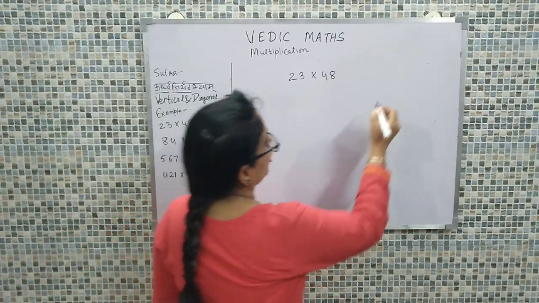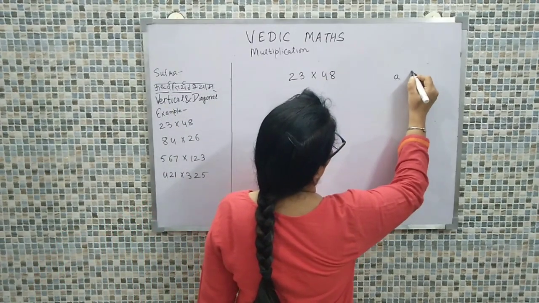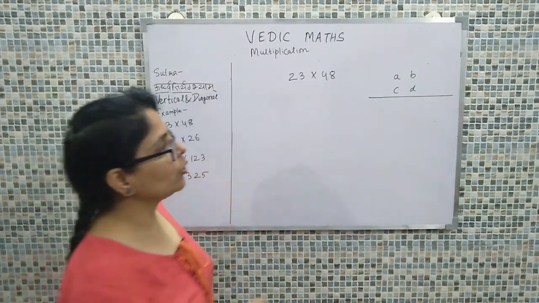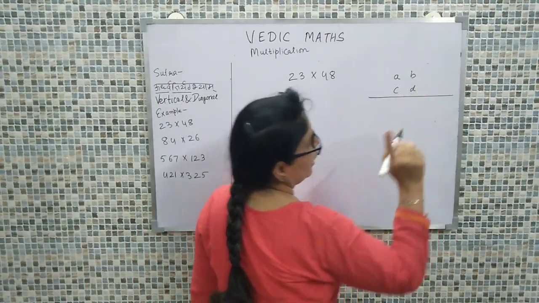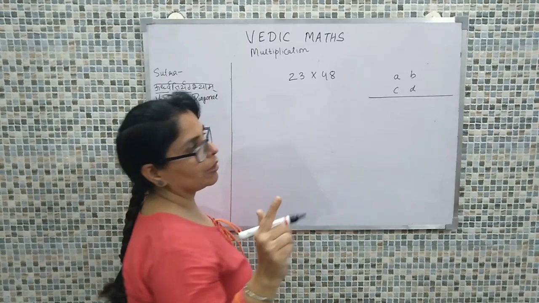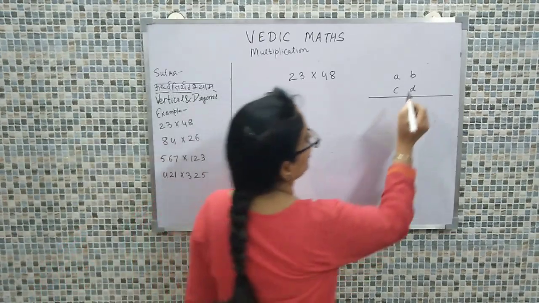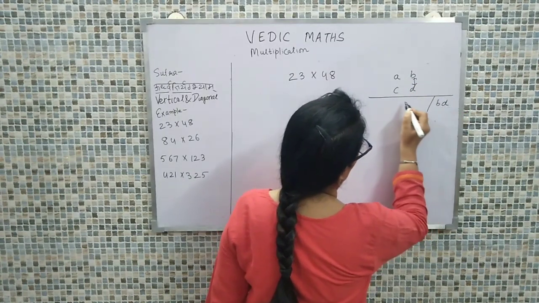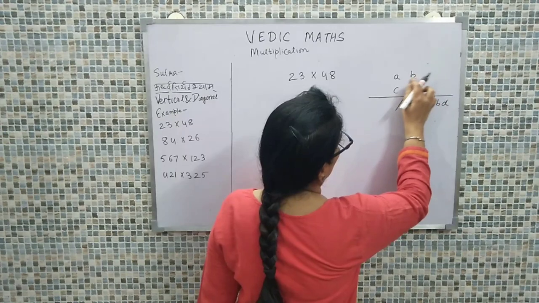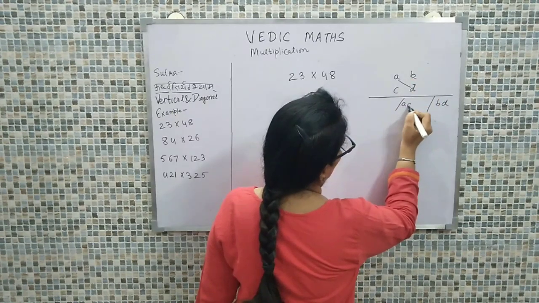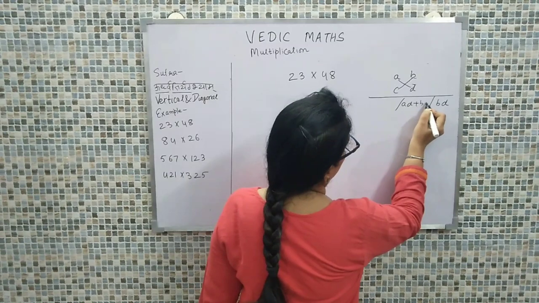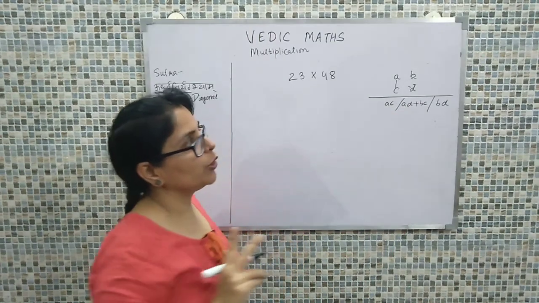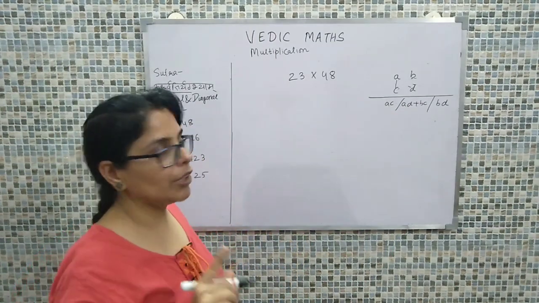Now when we talk about 2-digit multiplication, suppose we have A, B, C, D. The only trick we have to remember is vertically and diagonally. We talked about two things, one diagonal, the other vertical. This is vertical. So first we do B into D. Next we go for diagonal, that is AD plus BC, and the third will be AC. It means for 2-digit multiplication we just have 3 segments.